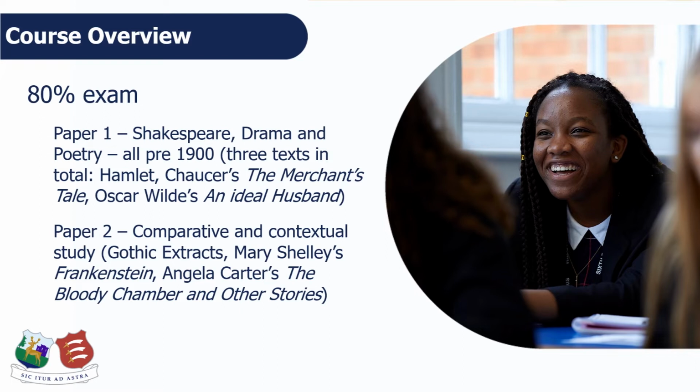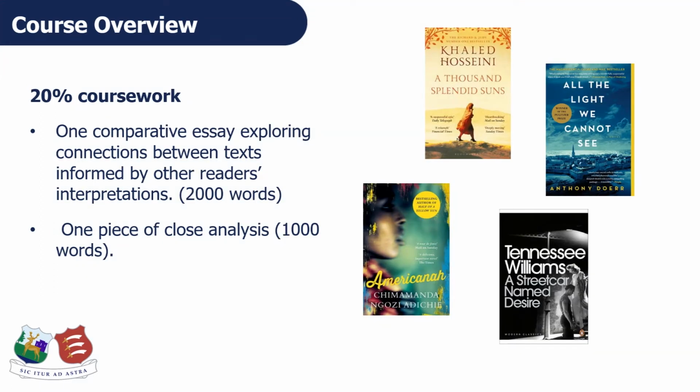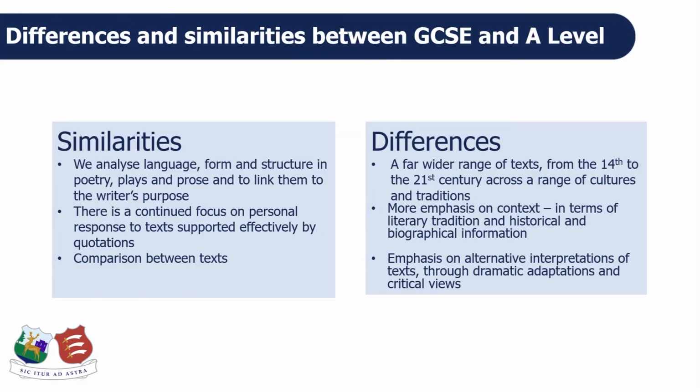One element that is different from GCSE English Literature is that the exams are longer and build in 15 minutes planning time per essay, which means that you will have more time to consider your responses. One question we are frequently asked is about the similarities and differences between GCSE and A-Level English Literature. We continue to analyse language, structure and form, albeit at greater depth, and to link these to the writer's purpose. You will be encouraged to form interpretations and draw comparisons between texts, as at GCSE.